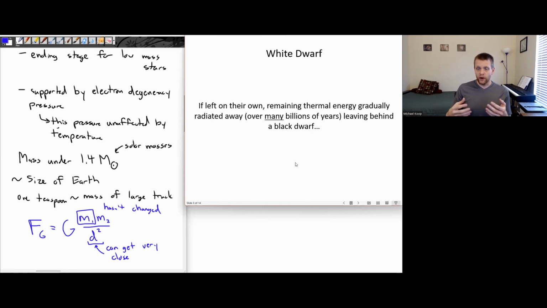So what would happen if this white dwarf was just an isolated white dwarf in space? Well, it's still radiating away some of its thermal energy. So it's still shining. It doesn't have a high luminosity, so it's not radiating this energy away very quickly, but it is still doing that. And over many, many billions of years, longer than the current age of the universe, eventually that should radiate away all the remaining thermal energy and leave behind a black dwarf.